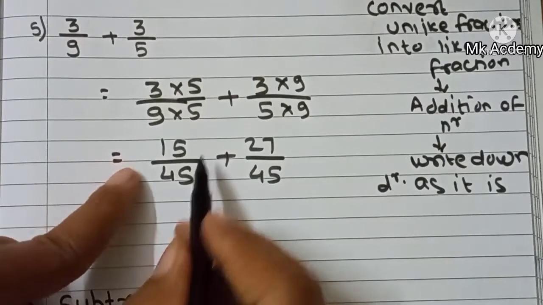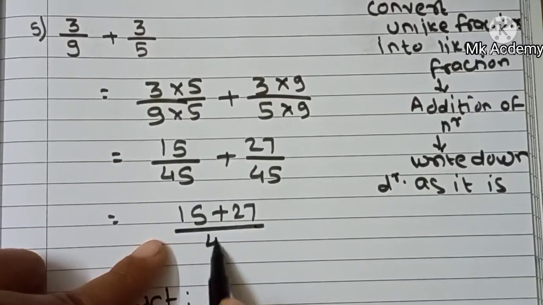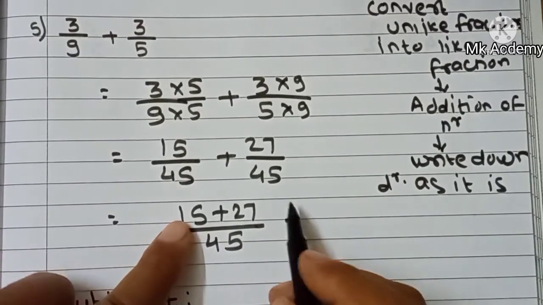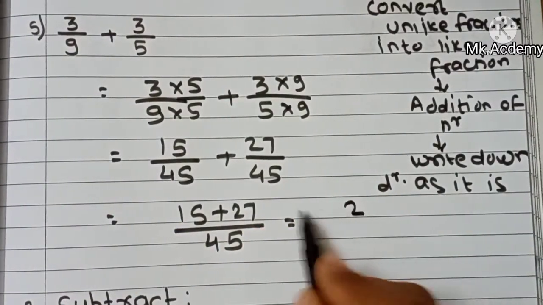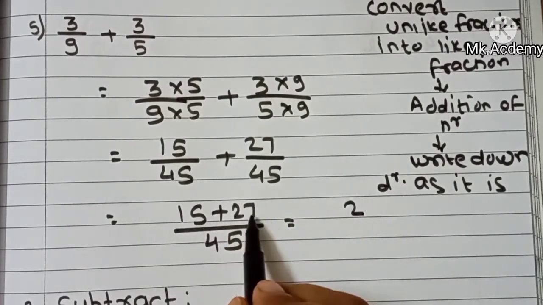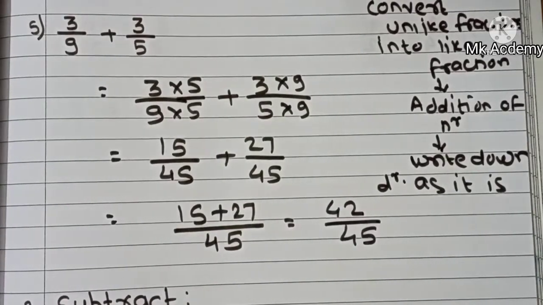Then the next step is to add the numerators, 15 plus 27, and write down the denominator as it is. 15 plus 27, see, 7, 8, 9, 10, 11, 12, then 2, 3, 4, that is 42 upon 45. The answer is 42 upon 45.